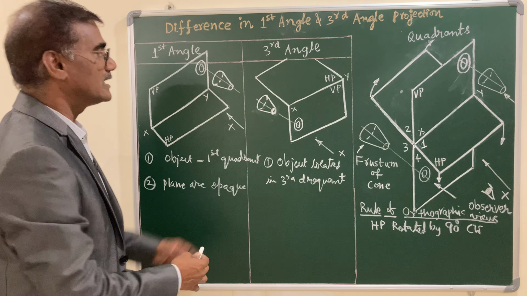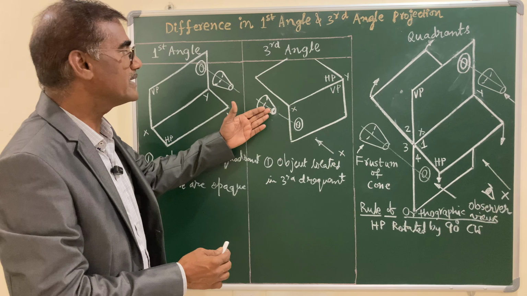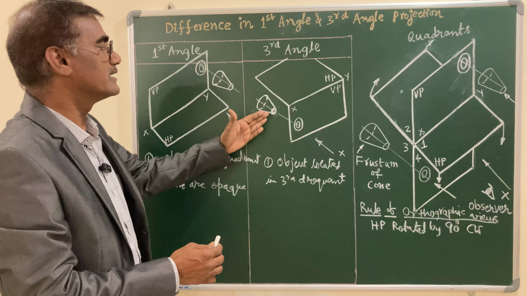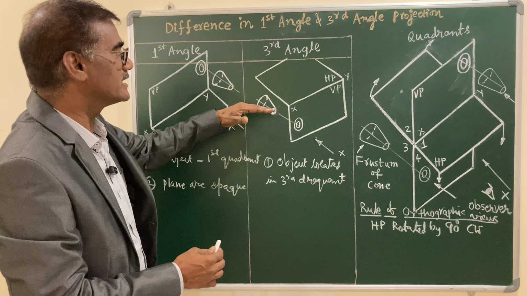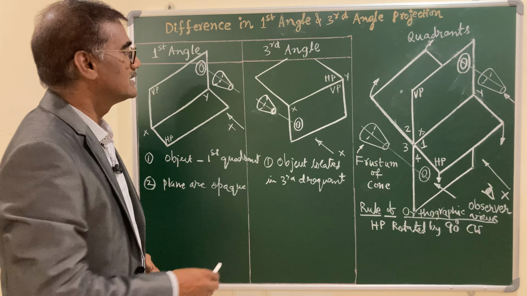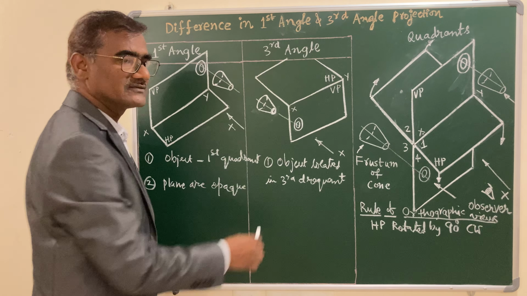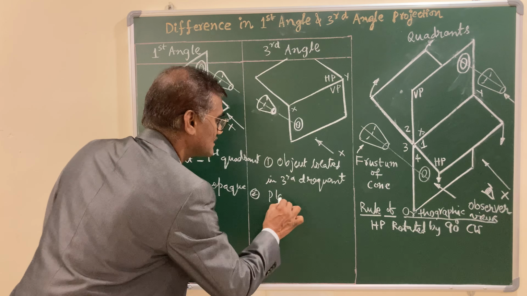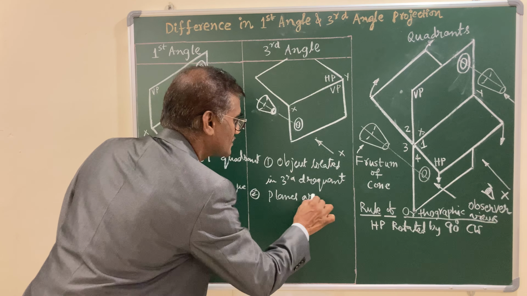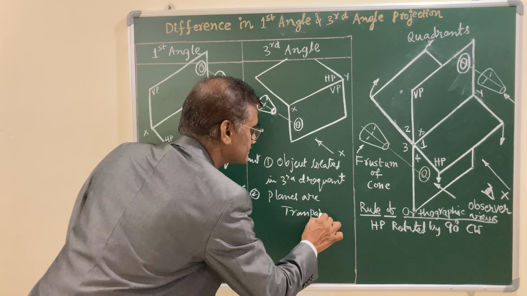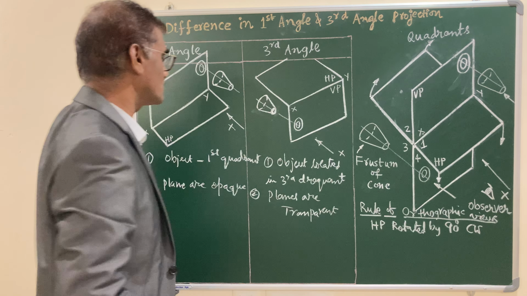And on the other side, as you see, it is behind VP and below HP. So in this case, you can see that the object is not visible. Whenever it is to be visible, you have to ensure that your planes are transparent. The planes are transparent. So this is your second point you have to understand.